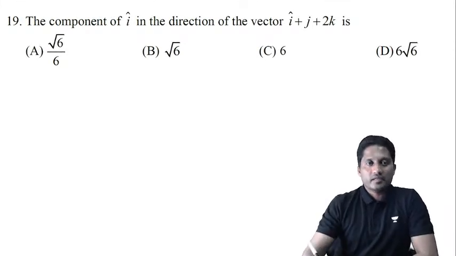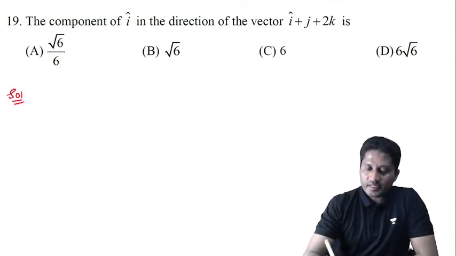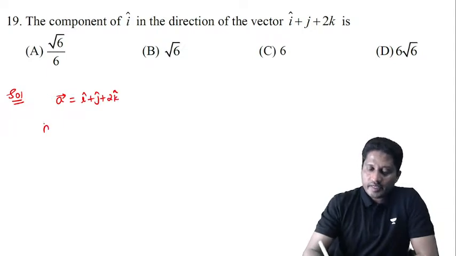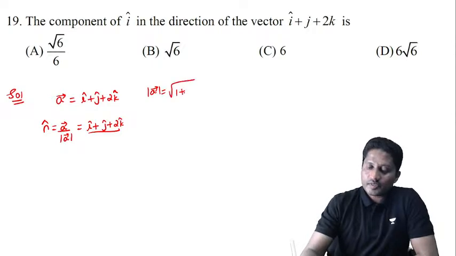Question number 19. What is component of a in the direction of this vector? A is equal to i plus j plus 2k. n cap is equal to vector a divided by its magnitude. This is i plus j plus 2k divided by magnitude of, root of 1 plus 1 plus 2 square is 4. Magnitude of this is root 6. So this is 1 by root 6 into i, 1 by root 6 into j, and 2 by root 6 into k.